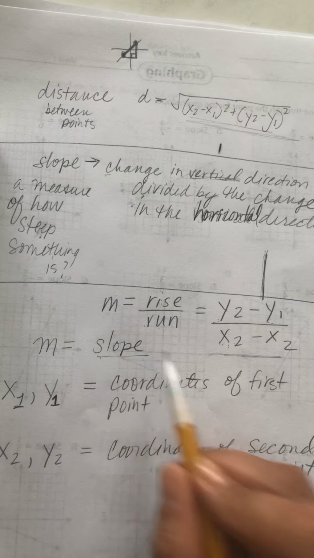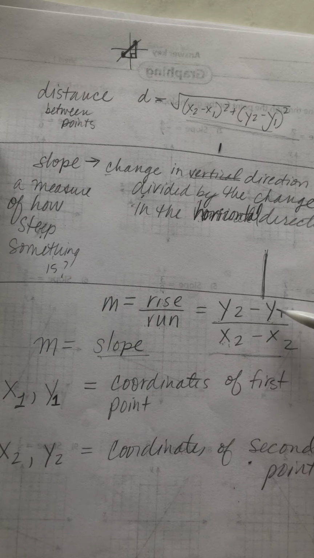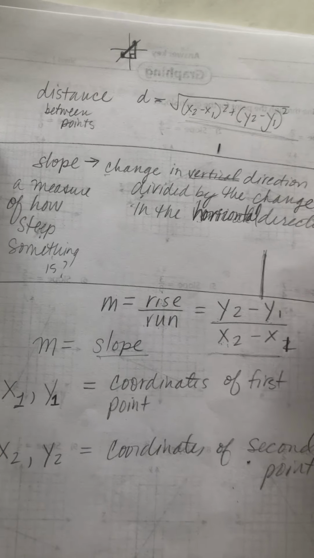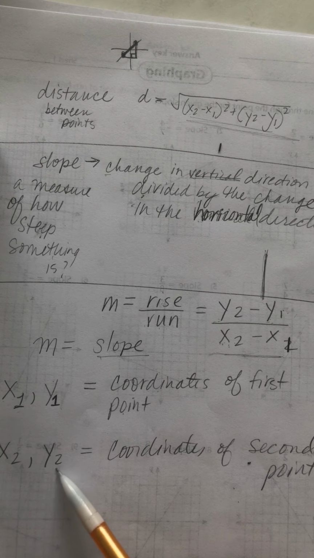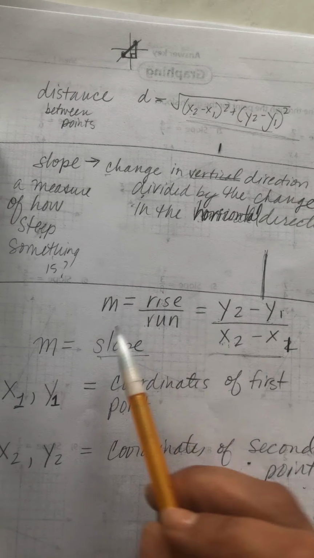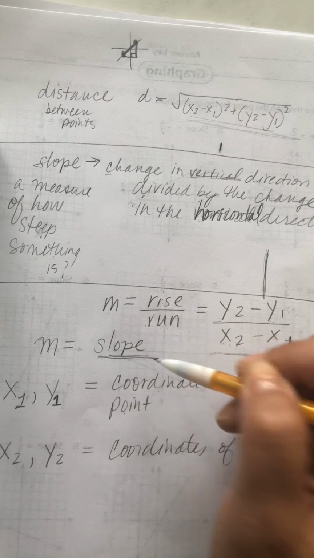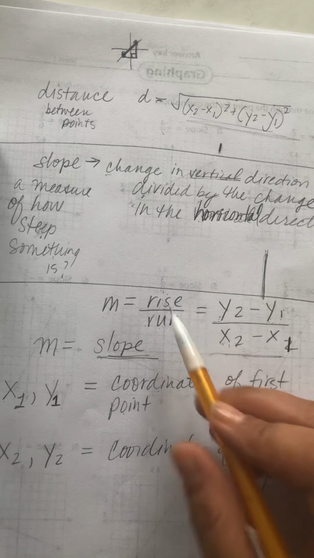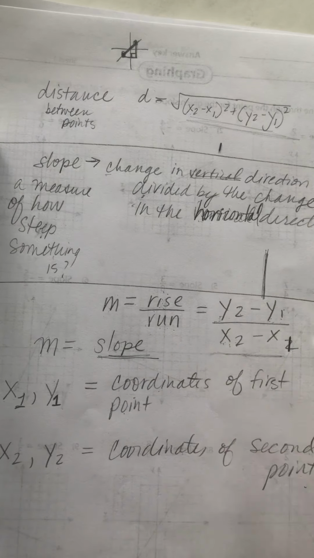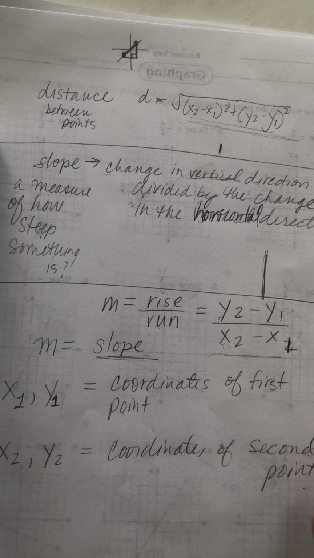So M stands for slope. X1 and Y1 are the coordinates of the first point, and X2 and Y2 right here are the coordinates of the second point. So this is how I set up slope. I don't know why the variable M stands for slope, but M equals rise over run. The rise is the difference between the Y's, and the run is the difference between the X's. And then you divide the Y's by the X's.